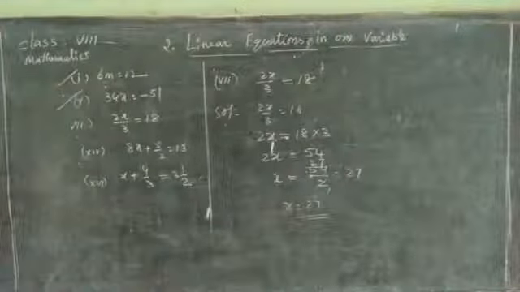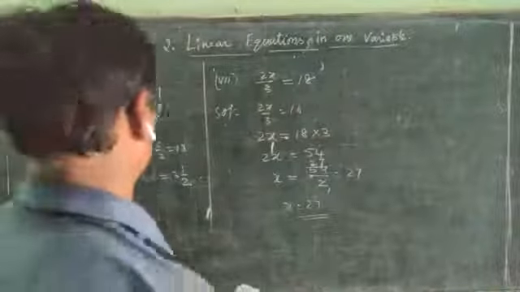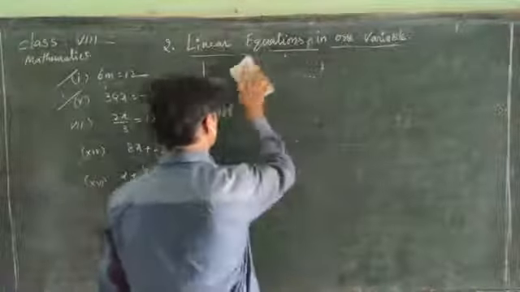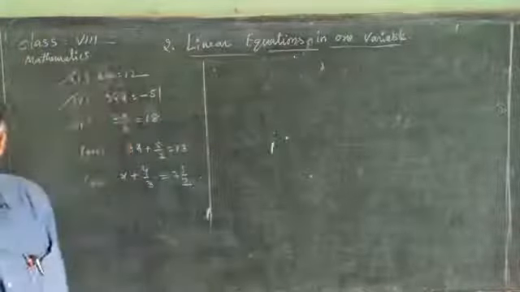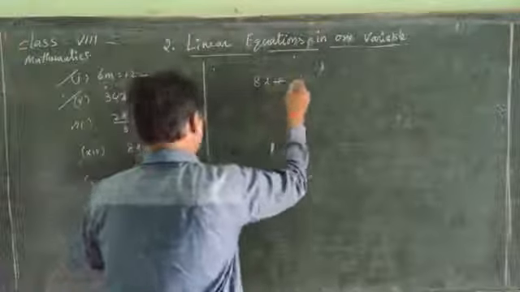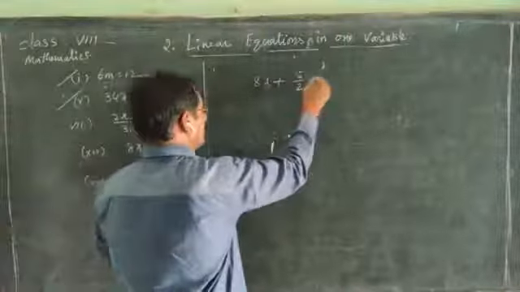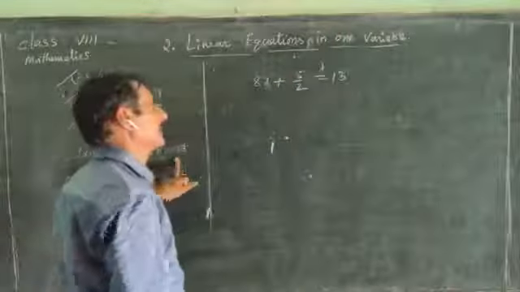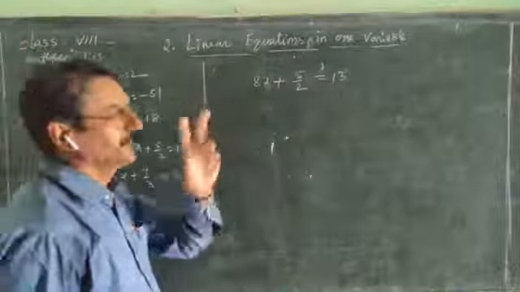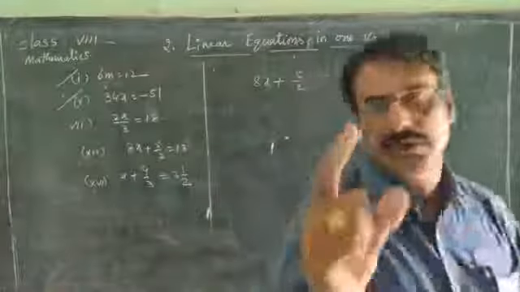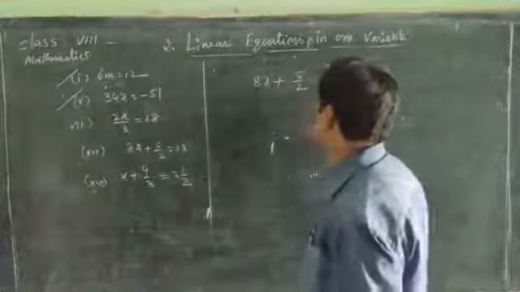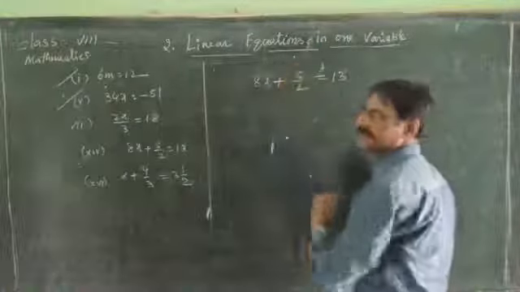Next, last sum. It is the 14th sum. First, you observe the 14th sum. 8x plus 5 by 2 equal to 13. 8x plus 5 by 2 equal to 13. There are 2 terms on the left side. Only one term, that is a constant, on the right side. Out of these 2, one is the x term, the other is a constant.